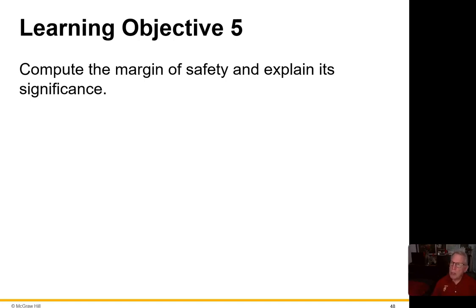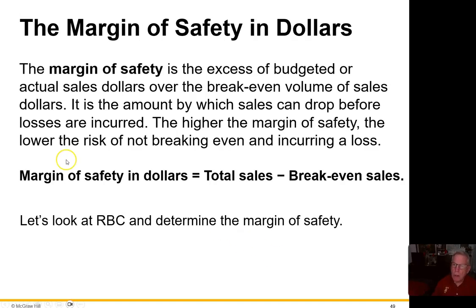Now, let's look at computing the margin of safety and explain its significance. Here, a margin of safety is the excess of budgeted or actual sales dollars over the break-even volume of sales dollars. And then it is the amount by which sales can drop before we incur losses. So the higher the margin of safety, the more comfort we have, and the lower the risk of not breaking even and incurring a loss.